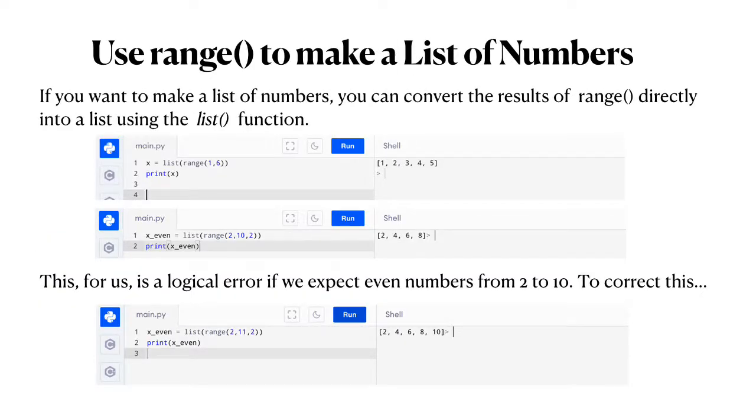So, what if akong gusto is a list of numbers from 1 to 5? So, dapat akong ibutang is x is equal to range 1 to 6. Para ang i-output ni Python is 1, 2, 3, 4, 5. Kaya mag-stop man siya sa 6 without including 6.